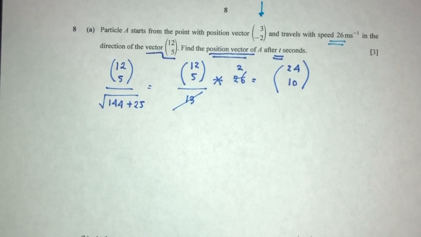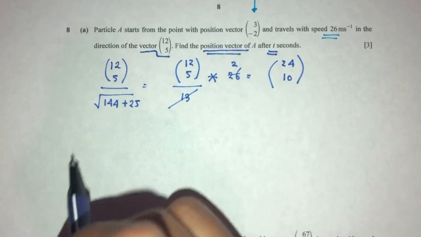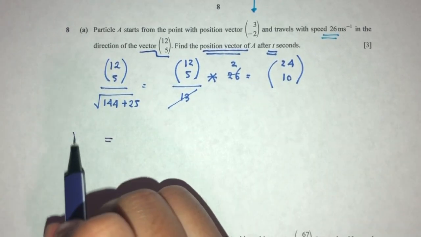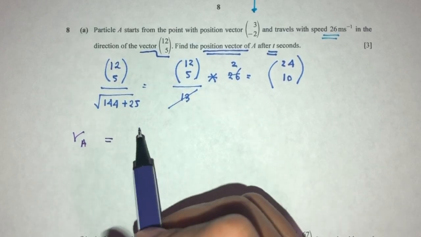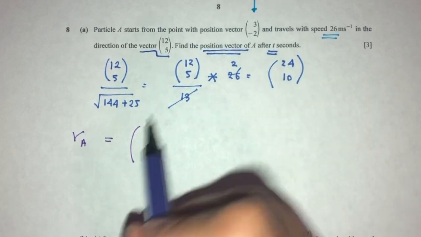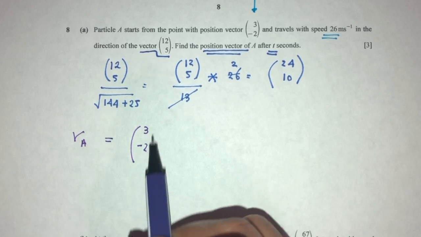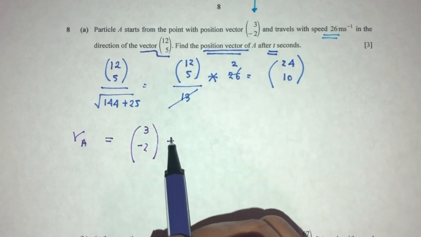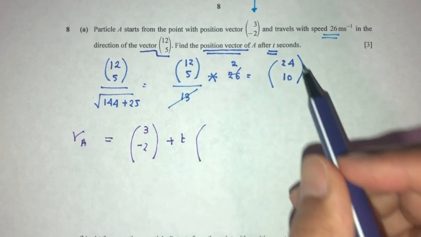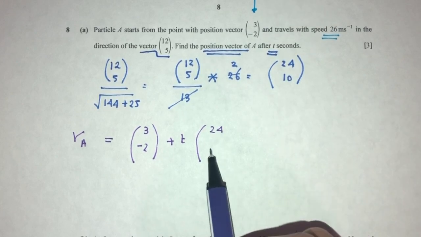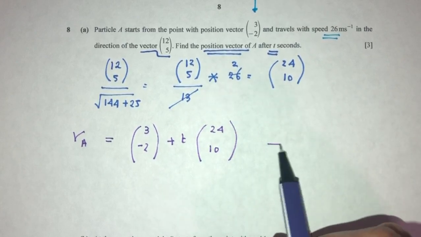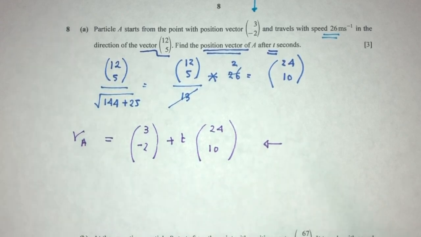So finally, to find the position of A, we have to first start from the initial position, which is 3 minus 2. Then the time taken will be here, t, times the velocity. So this is your answer for question part A. Done.